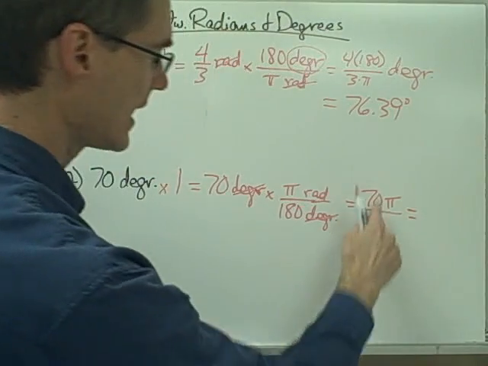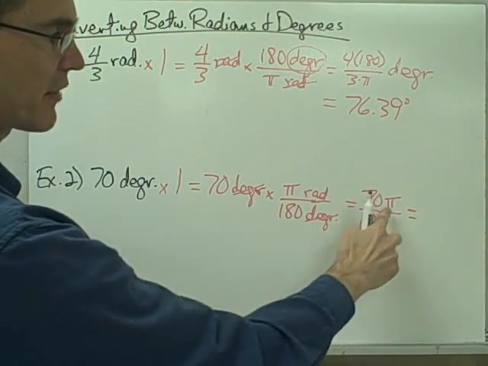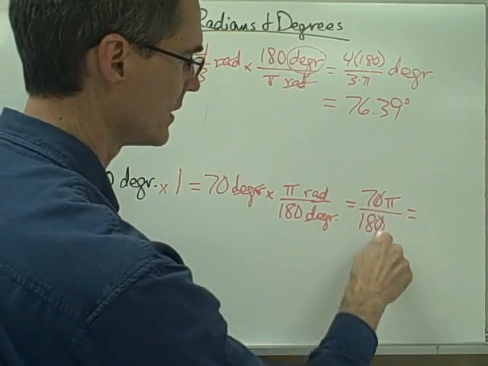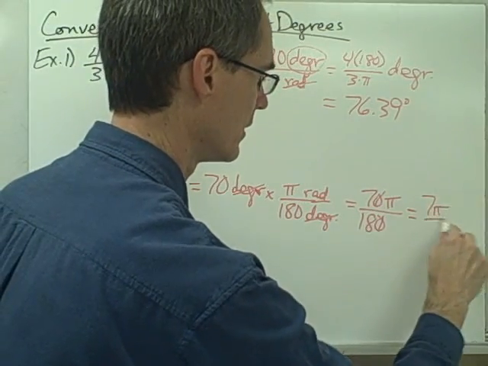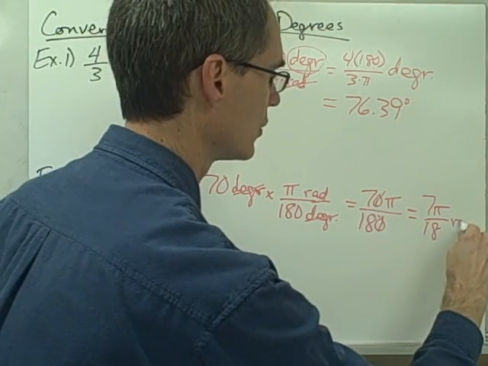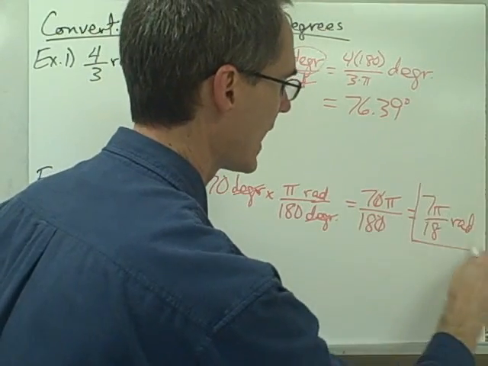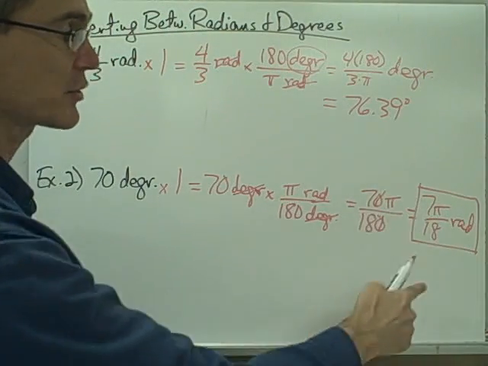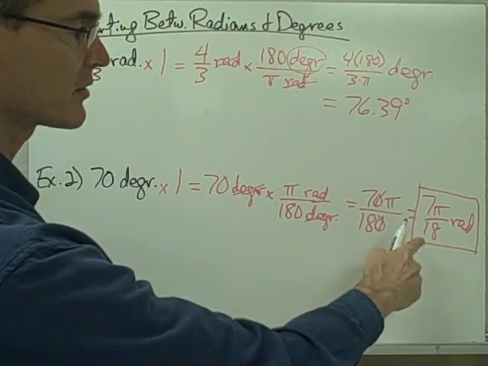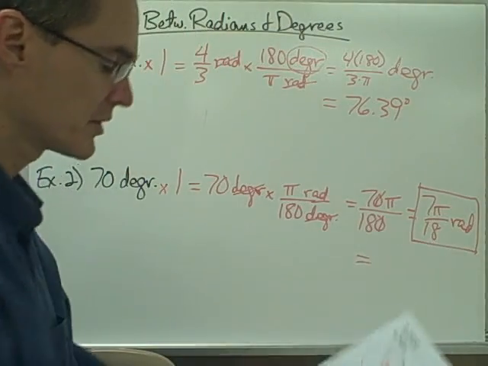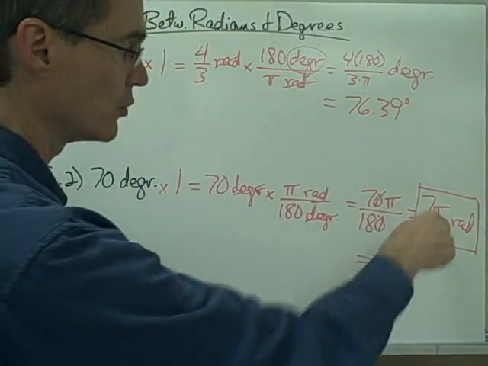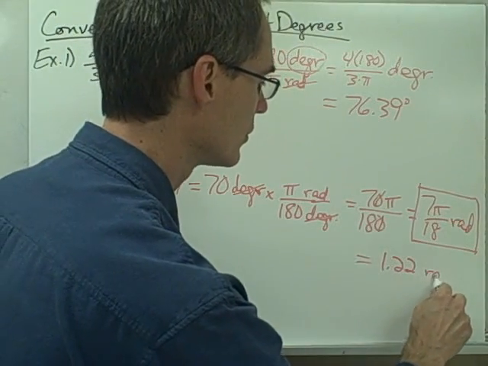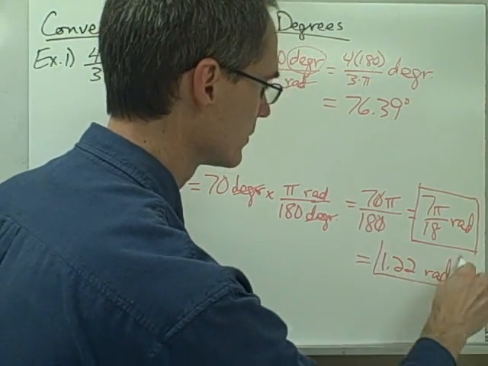Now, I can leave this in this kind of fractional form with pi. If I divide top and bottom by 10, then that's going to give me 7 pi over 18 radians. And you often see radian measures given in terms of pi and also in a fractional form. So this is a form of the answer that you might see. You could also punch this into your calculator and convert this to a decimal answer, in which case it would be 1.22 radians.